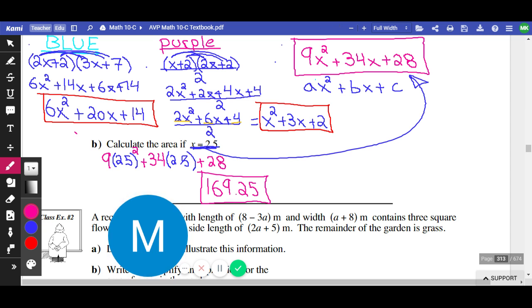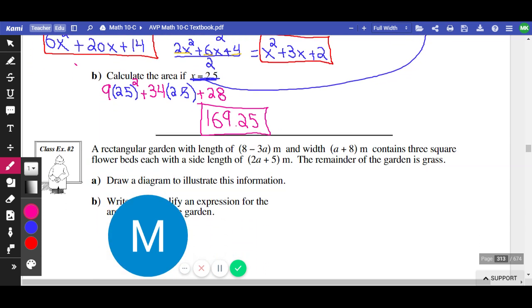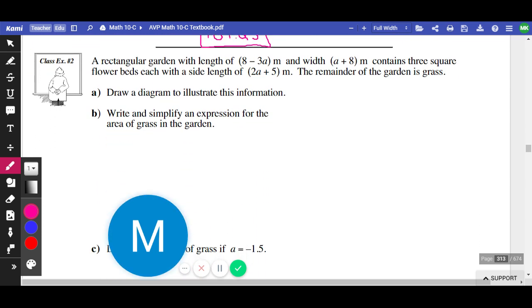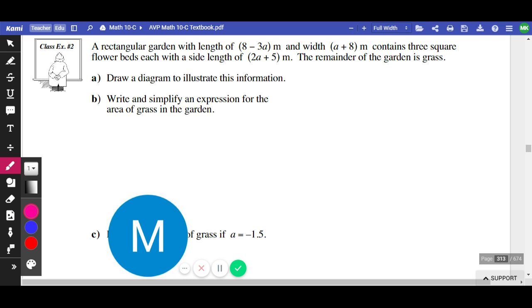All right. One more. A rectangular garden with length and width contains 3 square flower beds, each with side length 2a plus 5. The remainder of the garden is grass. Draw a diagram to illustrate this information. Write and simplify the expression for the area of grass in the garden.